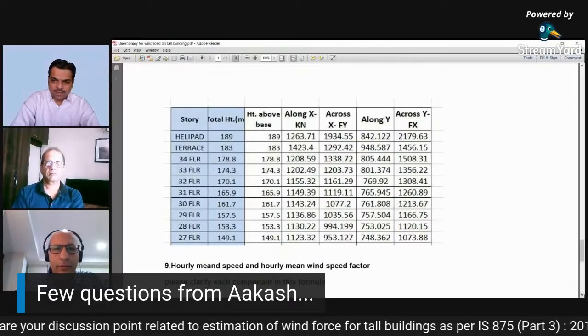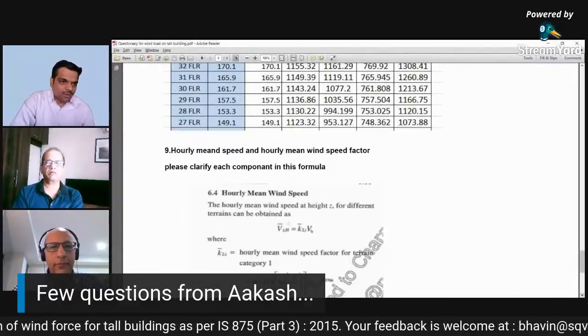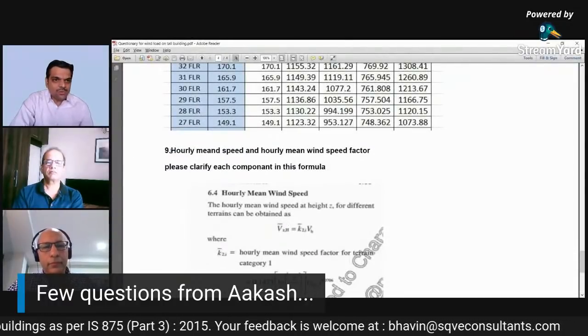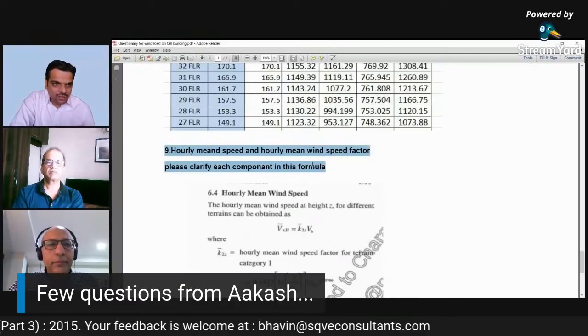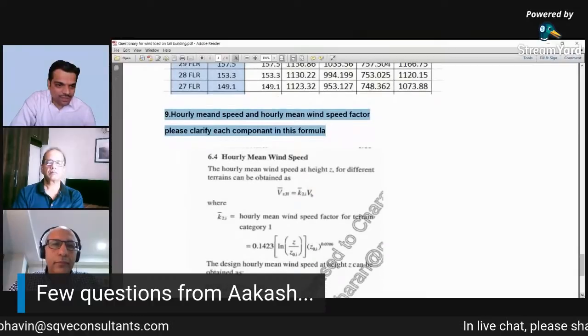I think this is the last question from him about the hourly mean speed and hourly mean wind speed factor. So, if possible, can you quickly specify what are the different factors used?